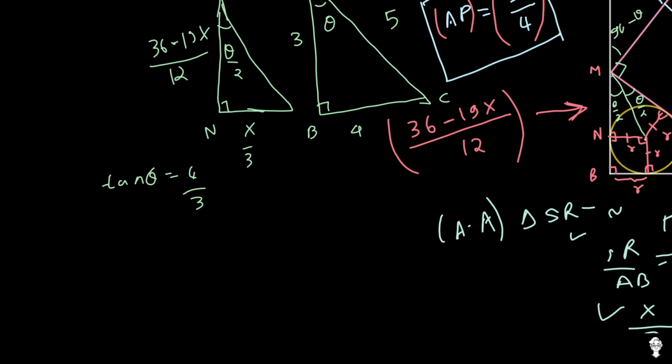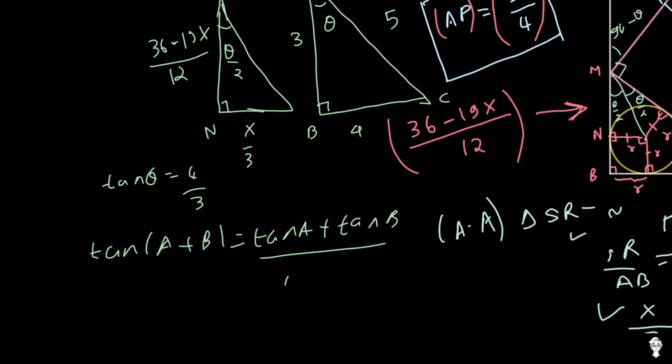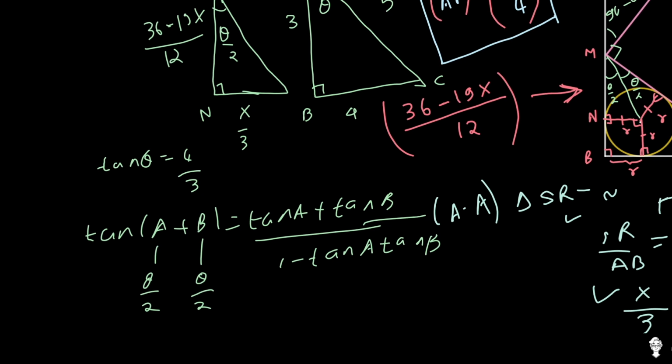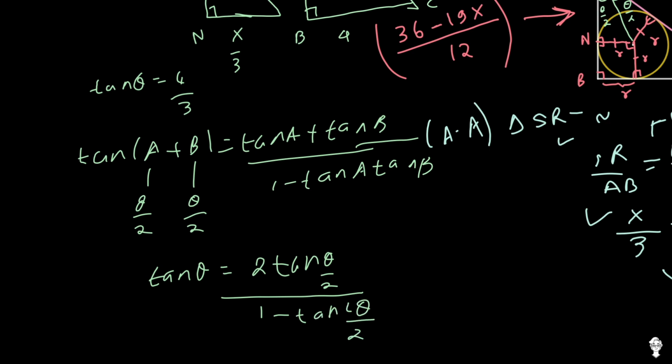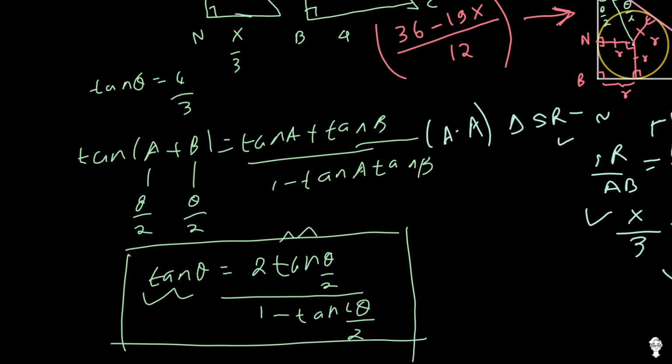Now we all know this particular rule that tangent of A plus B would be equal to tangent of A plus tangent of B divided by 1 minus tangent of A times tangent of B, that is the product of these both terms. So this is the identity. Now in this particular identity, if I replace A as theta upon 2 and B also as theta upon 2, the identity will look like tangent of theta is equal to 2 times tangent of theta upon 2 divided by 1 minus tangent square theta upon 2. Okay, so we have this particular relation between the tangent of theta and tangent of theta upon 2.